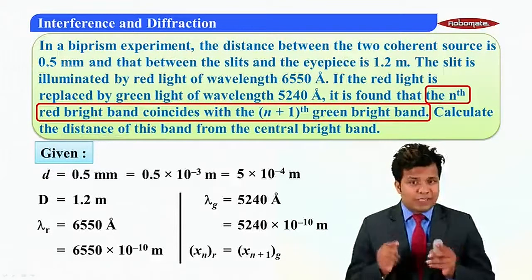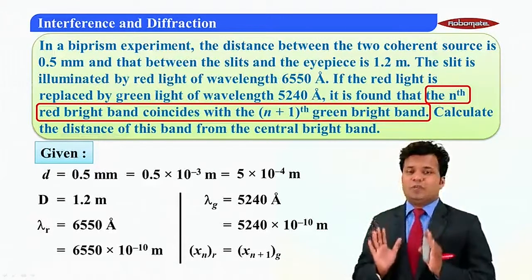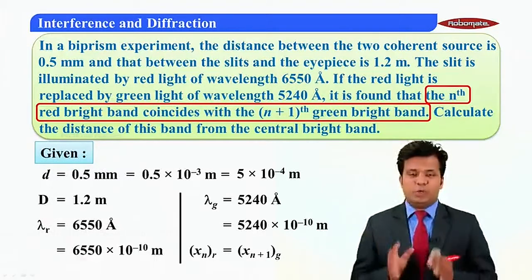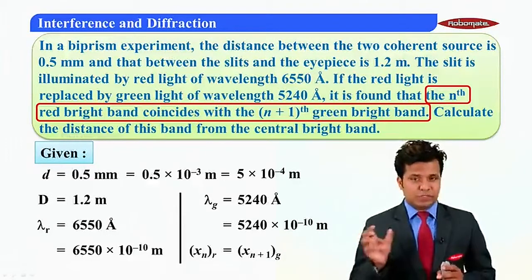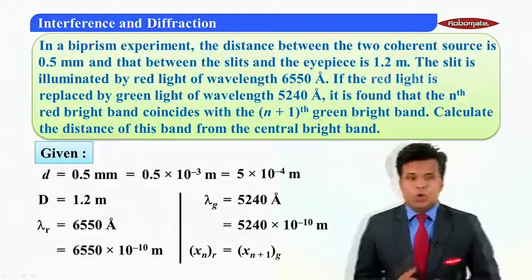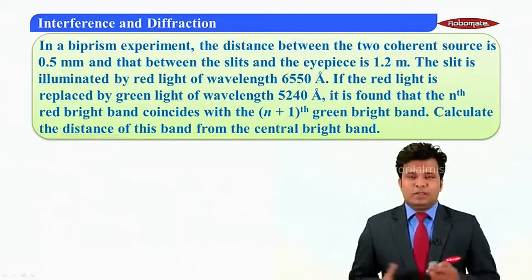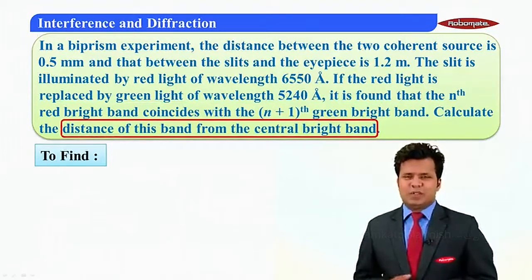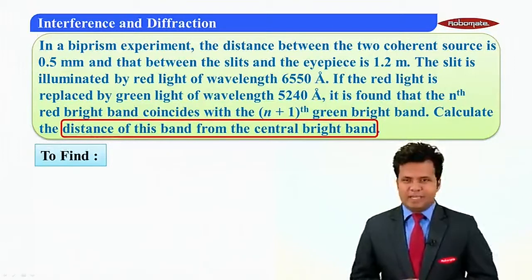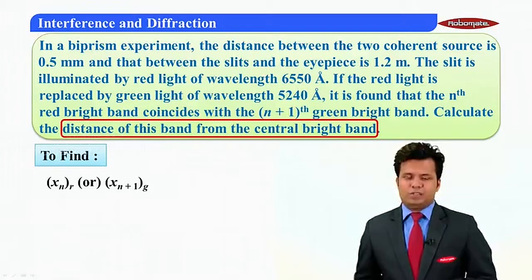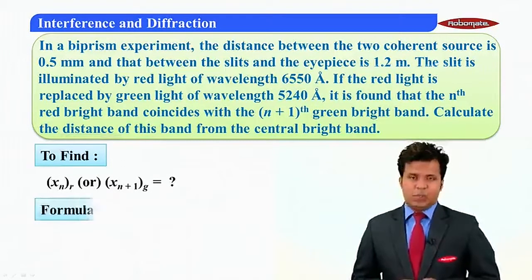Now if both are coinciding, then the condition of coincidence is that the distance should be the same. That is, xn of r should be equal to xn plus 1 of g. So this is going to be the very important condition, students. Just keep this in mind. So what calculation is required? It's going to be simple. We just calculate the distance of the band, either the green band or the red band. So xn of r should be found out, or xn plus 1 for green should be found out. So this is clear.